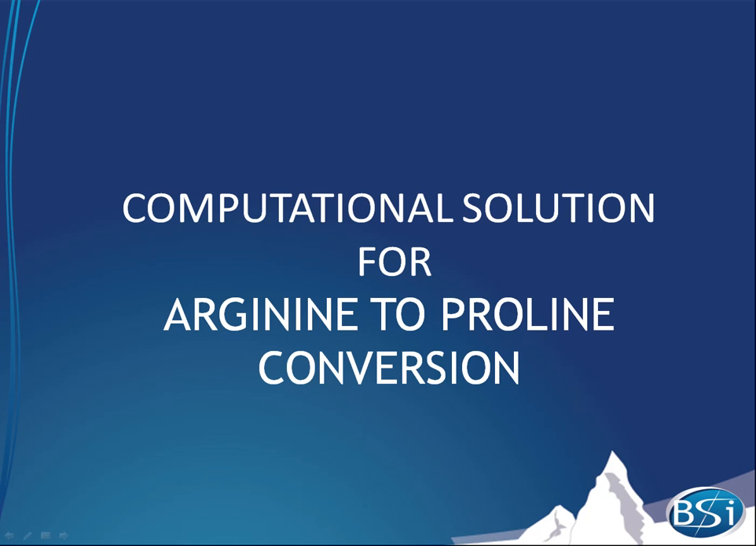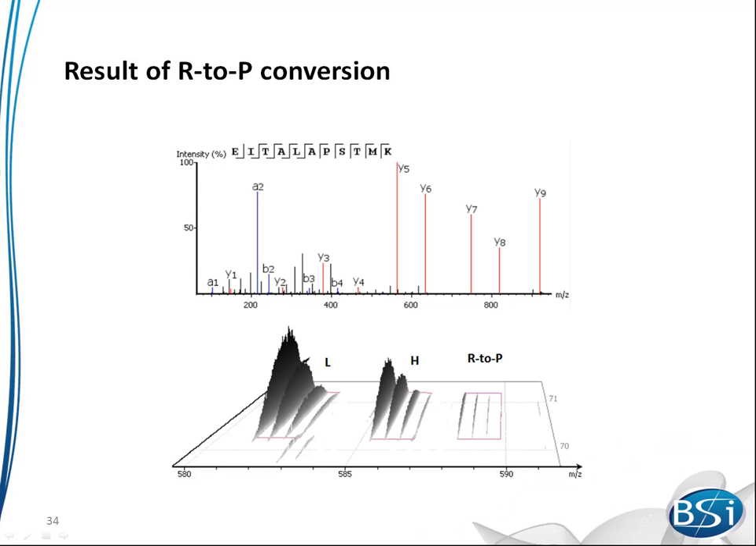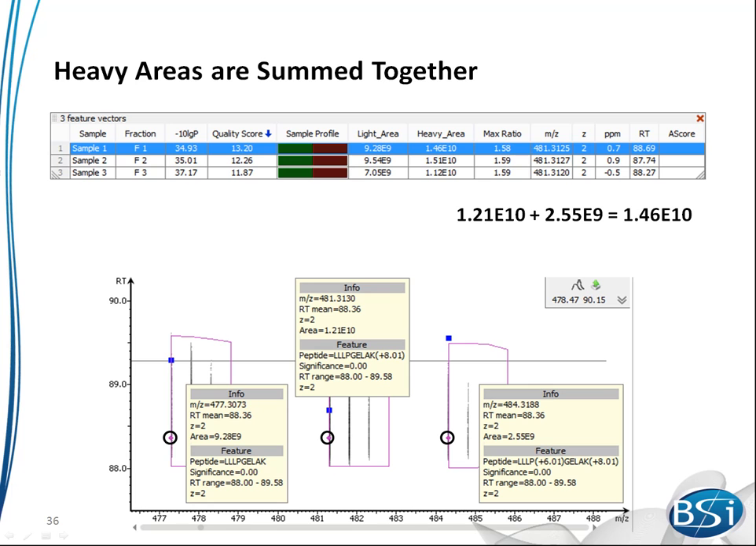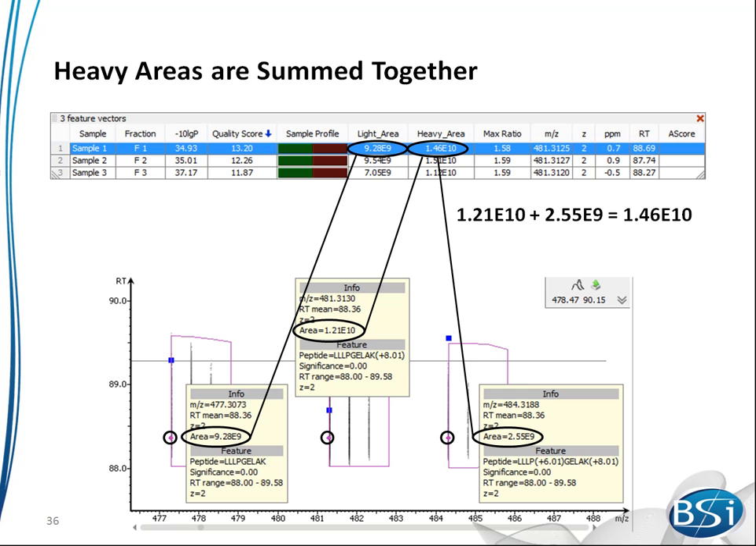PEAX-8 provides a computational correction for the problematic arginine to proline conversion in heavy labeled peptides. When the R to P correction is selected back in the quantification setup, the total intensity of the heavy feature label is recognized, as seen in the LCMS view, where two heavy regions are highlighted. PEAX-8 will then sum the areas of the two heavy labels and display the combined value in the feature vector table. This ensures that the final ratio of the peptide's associated protein is not affected by any conversion of arginine.